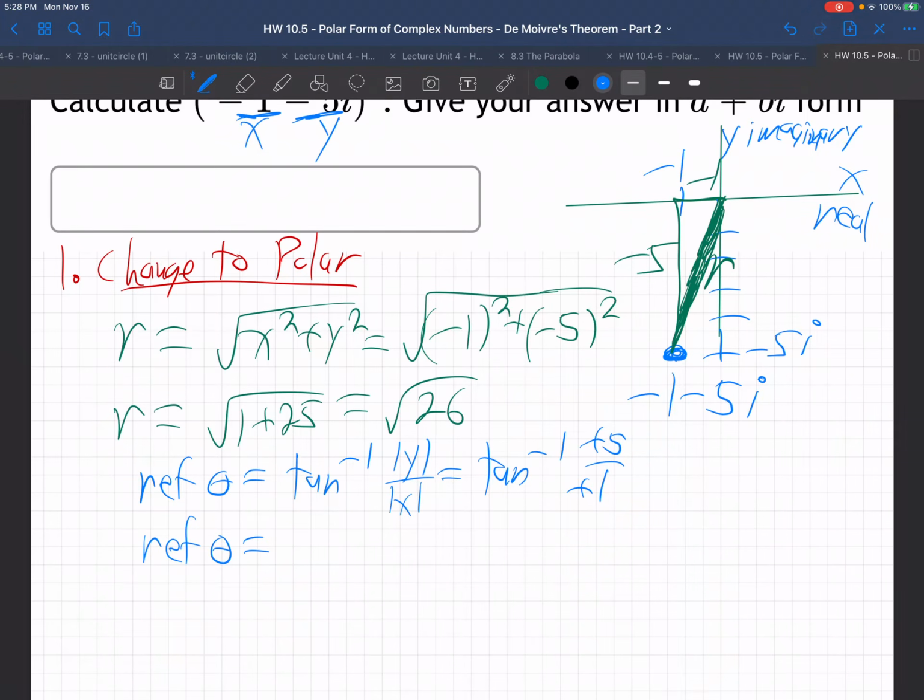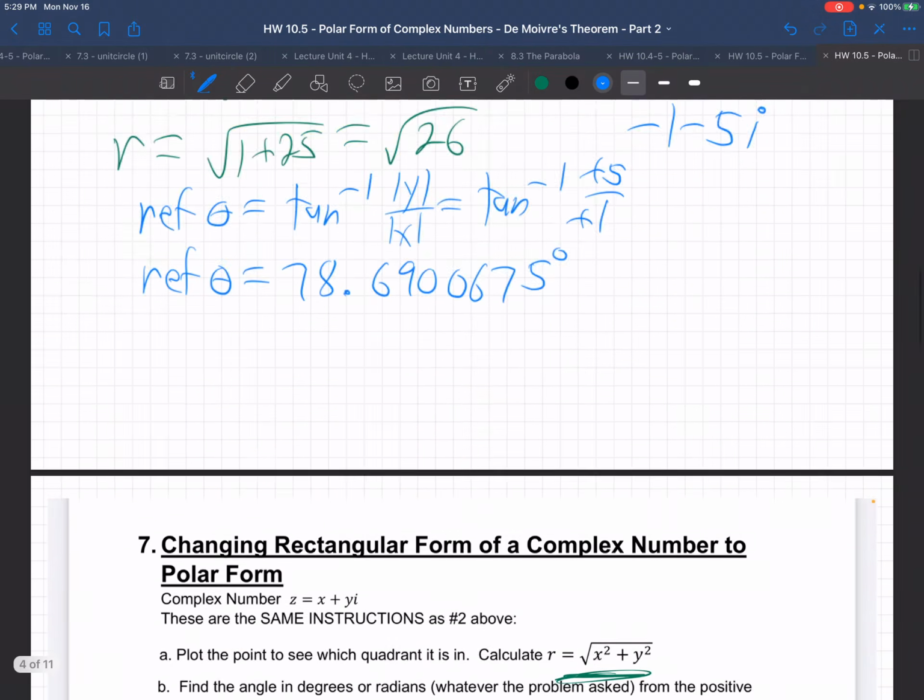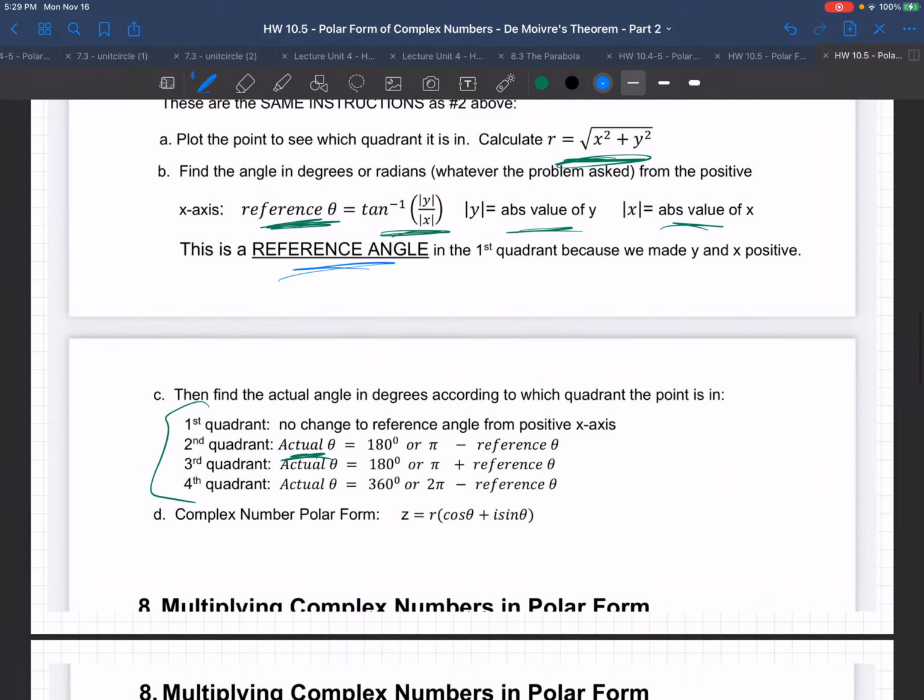So what's that on the calculator? Inverse tangent of 5. Make sure you're in degree mode. I'm getting 78.6900675 degrees. I use a lot of decimals right now. But that's just the reference angle. That's not the actual angle. To find the actual angle, you've got to realize your quadrant and then use these formulas.